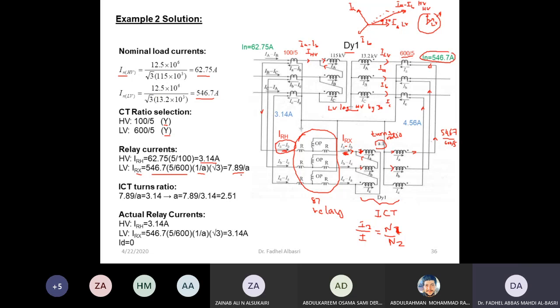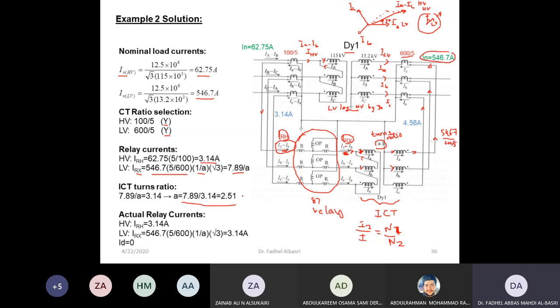But I want to make this value equal to this one. My objective is to make this equal to these currents using a proper ratio. So this quantity becomes 7.89 over A. I will make these two equal, from which I find the proper A. So A has to be 2.51. That will correct this quantity and make it very close to 3.14.